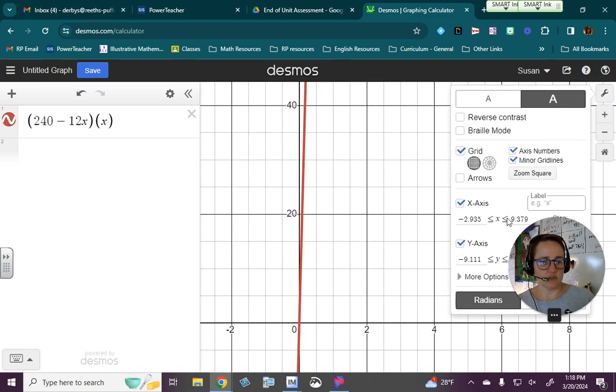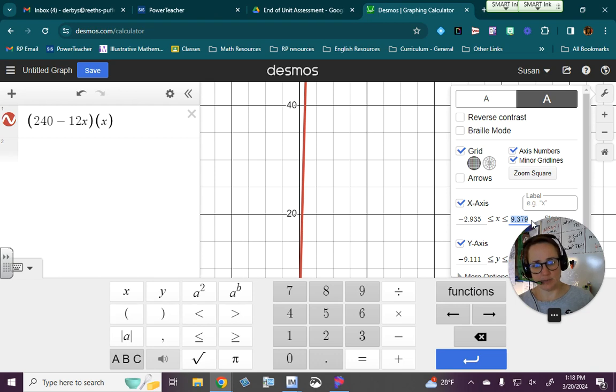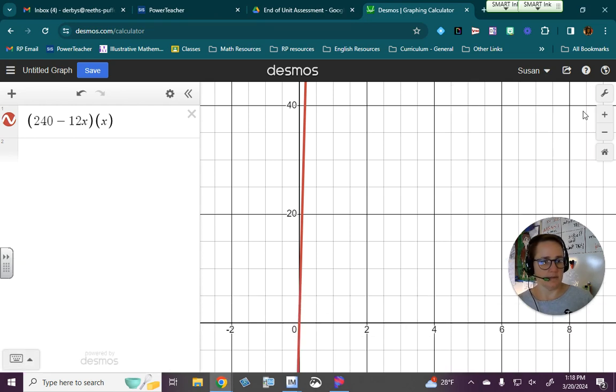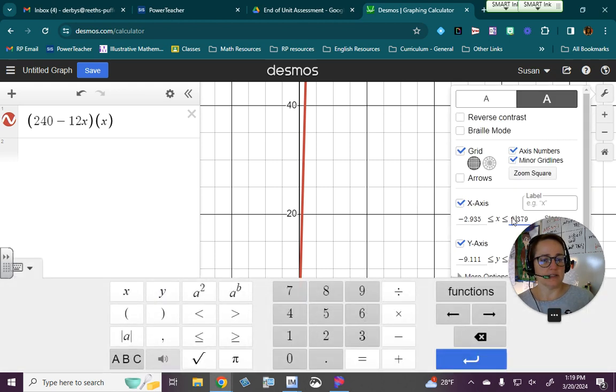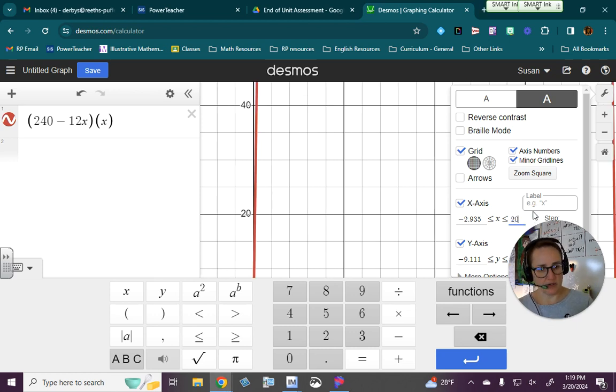So I'm going to go back to my wrench. I need to see higher up on my x values. Don't want that, go away. I guess it's going to keep on showing it to me. Anyway, I want to see higher up on my x values so I can see the other part of this graph where it comes back down.